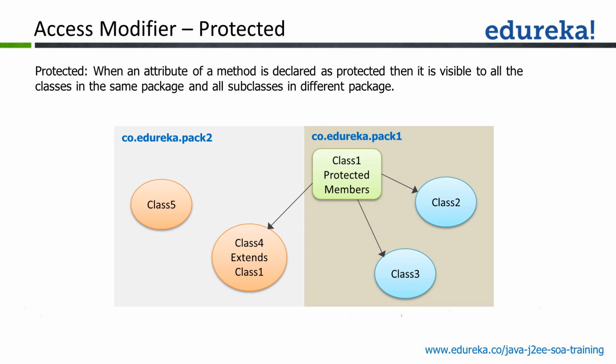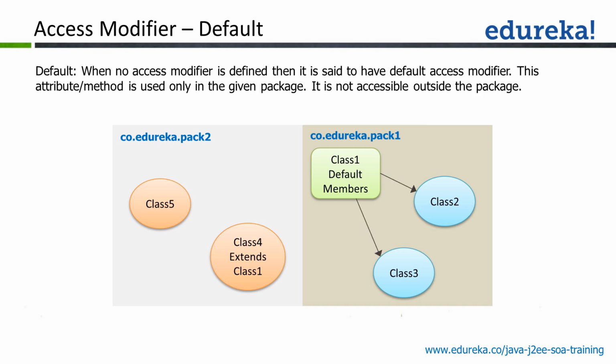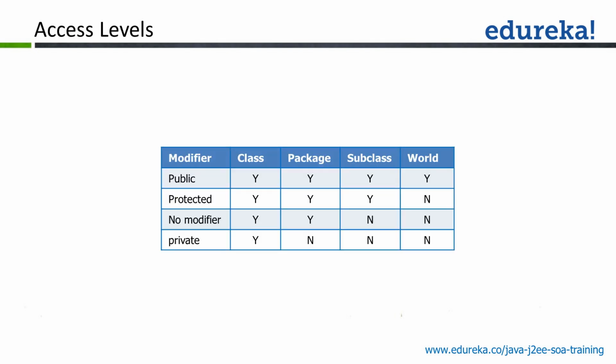When I come to the private one, it is neither accessible within the package nor accessible outside the package. It is only accessible within its boundary, or the region of the class. Lastly, when you have something known as default, it is accessible within the class and within the package, not accessible outside, not inheritable outside. So this is one access level: public, protected, no modifier meaning default, and private.